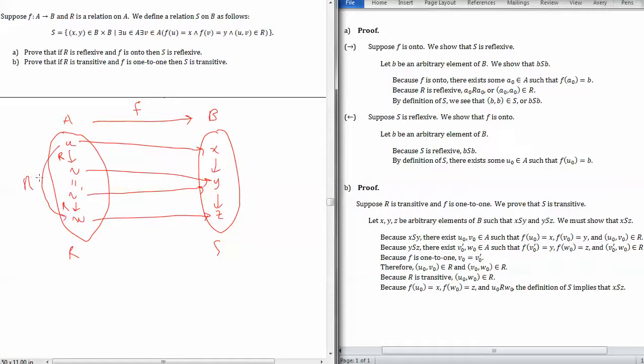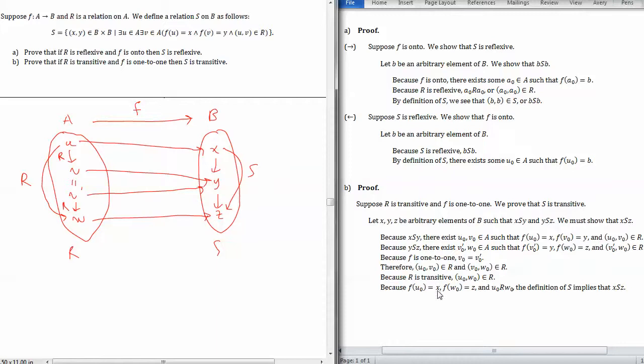Oh goodness, my computer doesn't like all these things I'm drawing now. Okay, let me make a little bit better R there. Okay, and if uw is in R and u maps to x and w maps to z, then by definition of S, that implies that xz is in S. So S is transitive. All right.